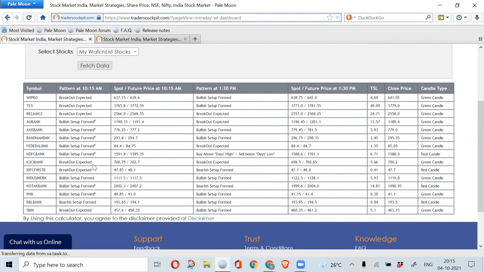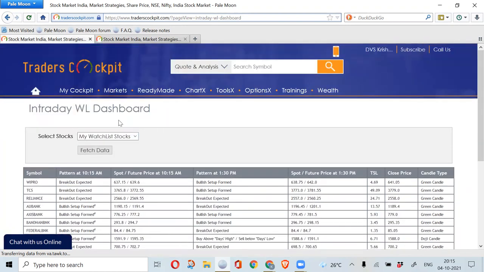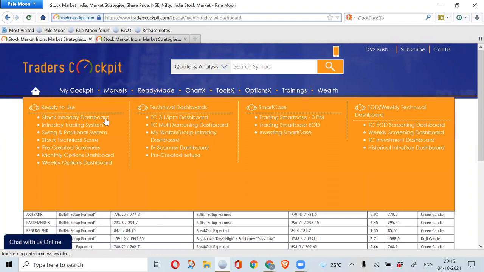So if you come in the morning segment itself, you can see whether it is a bullish setup form or whether it is a bearish setup form, and then you can take a decision basing on that particular setup. So I hope this stock intraday dashboard is pretty good, clear for everyone.